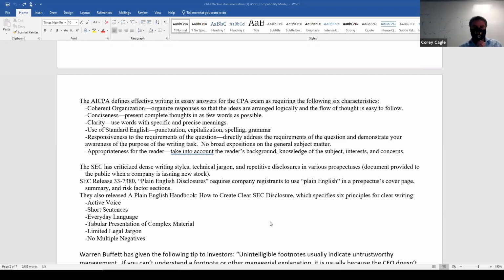From the SEC's point of view, they've been very critical of this dense writing style that we've been making fun of tonight, all this technical jargon and repetition in the prospectuses. So they have a release called the Plain English Disclosures that requires companies to use plain English in their cover page and their other things they've written up. And they also released a Plain English Handbook, how to create clear SEC disclosure, which specifies 6 principles for clear writing.